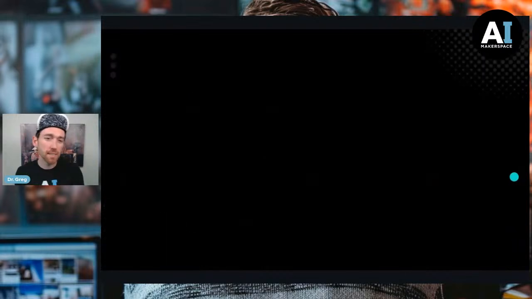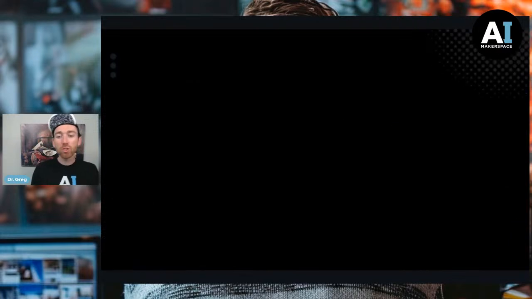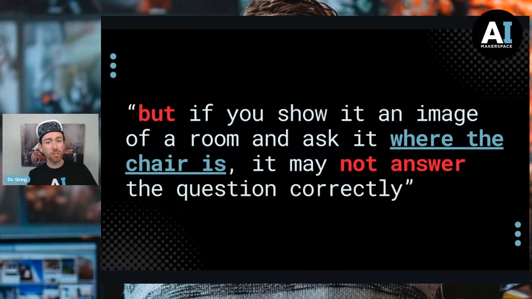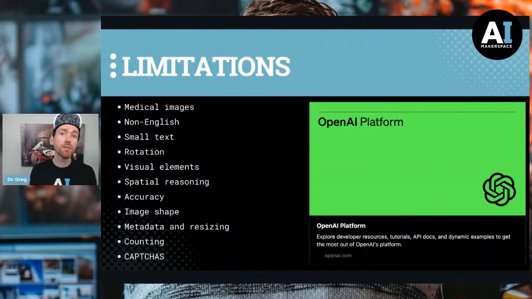So, for instance, you could ask it what color a car is or what some ideas for dinner might be based on what's in your fridge, presumably a picture of your fridge. But if you show it an image of a room and ask it where the chair is, maybe not so much.